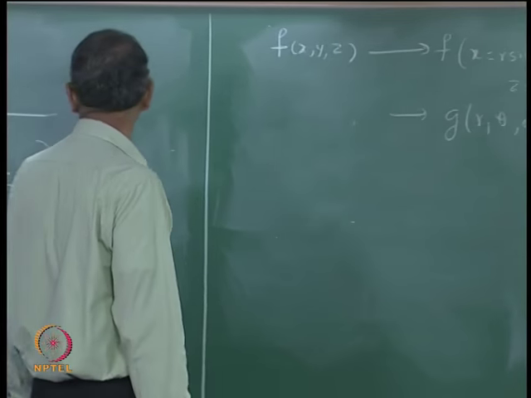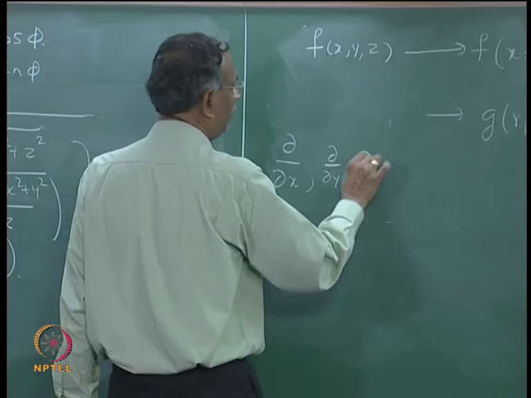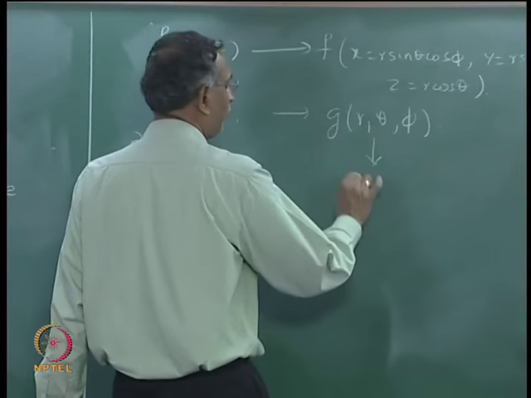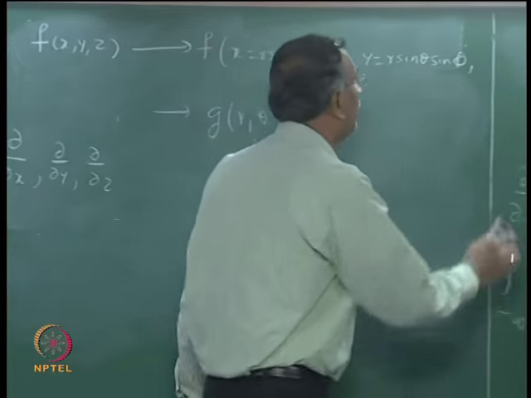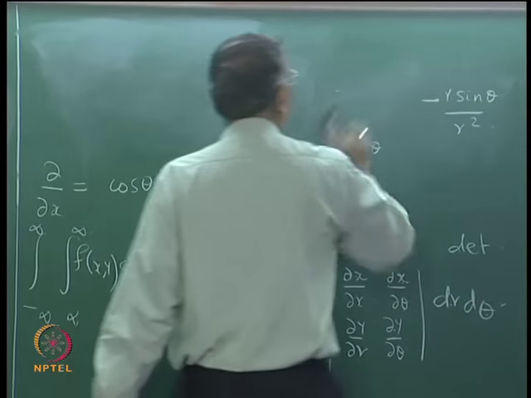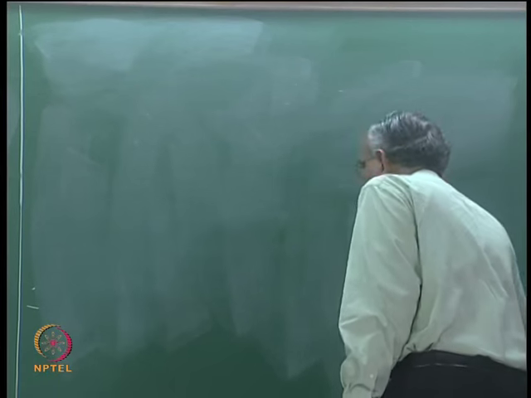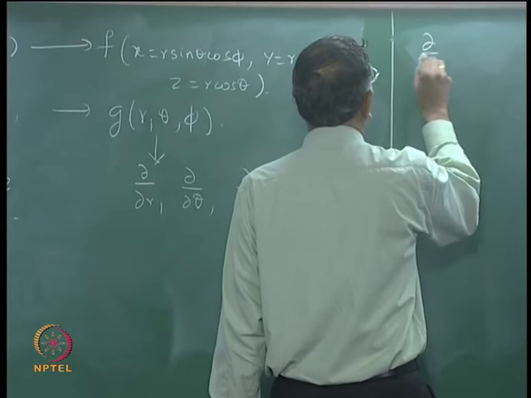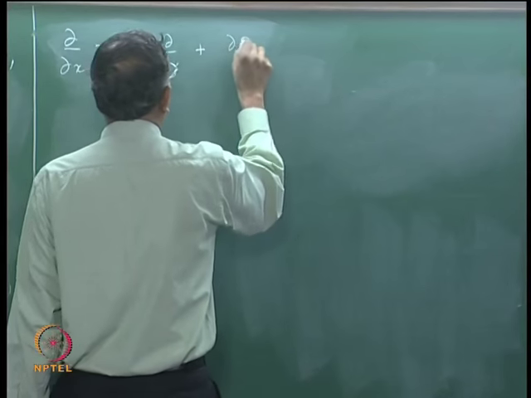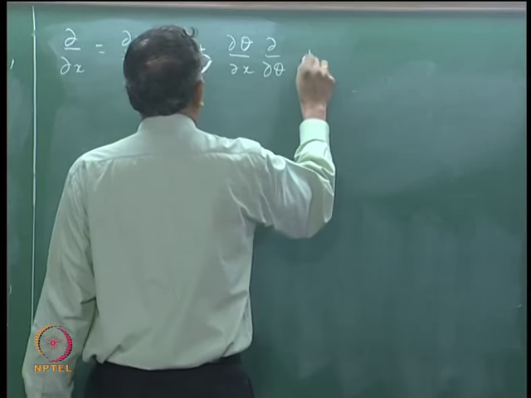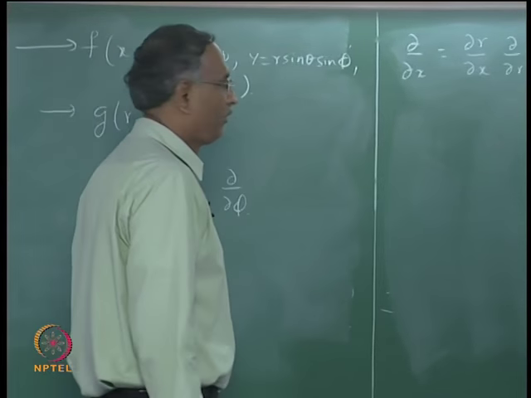Okay. And the differentials, if you have to write dou by dou x, dou by dou y, and dou by dou z, have to be also written in terms of dou by dou r, dou by dou theta, dou by dou phi. And that is just an extension of one more coordinate from what we did earlier. We had x in terms of r and theta, but now you have it in terms of r, theta and phi. So, dou by dou x is dou r by dou x dou by dou r plus dou theta by dou x dou by dou theta plus dou phi by dou x dou by dou phi, okay, because x is a function of all three.